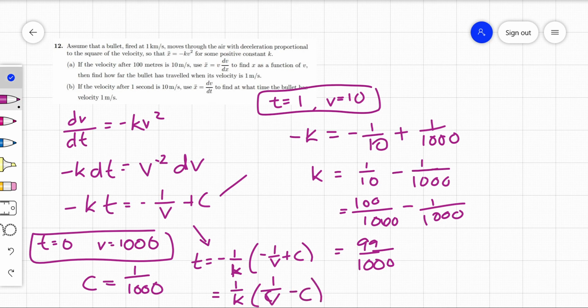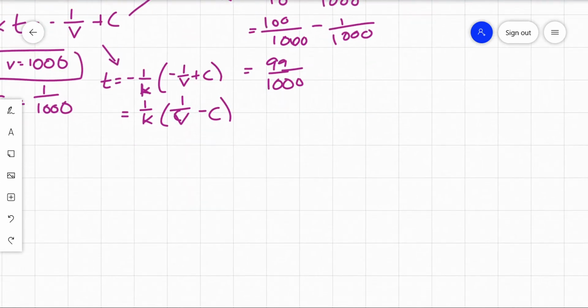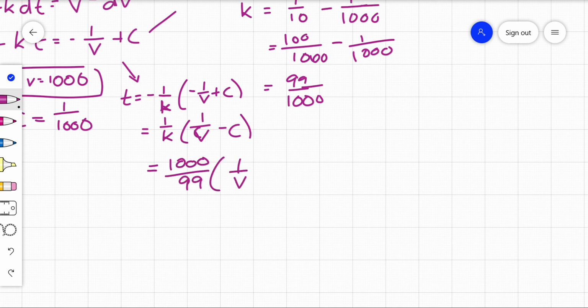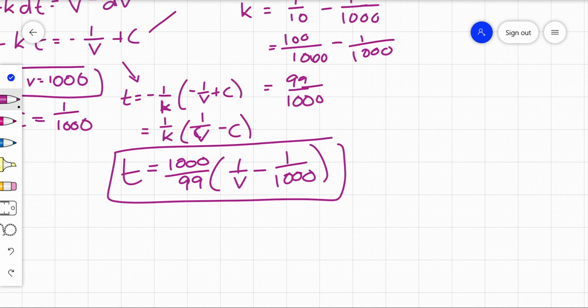So let's just go up a little bit, remembering that that's our k value now. So it's 1 on k, so I'm tipping that k value upside down. 1 on v, and our c was 1 on 1,000. All right, so there's my t equation that I'm using, and it says when velocity equals 1, how long does that take for velocity to equal 1?